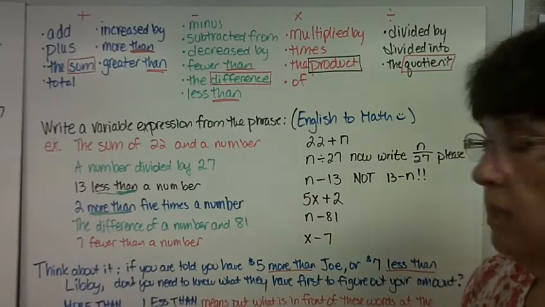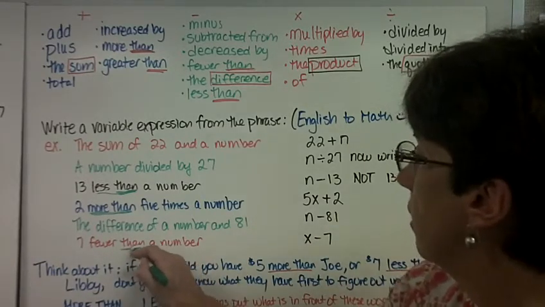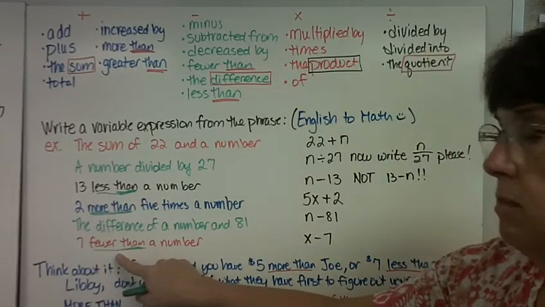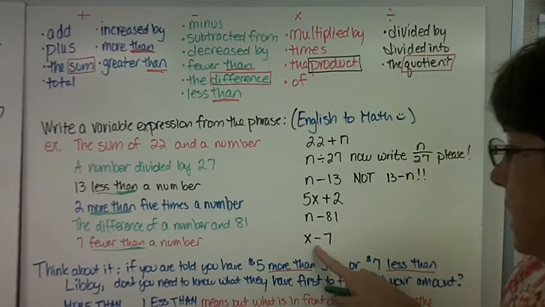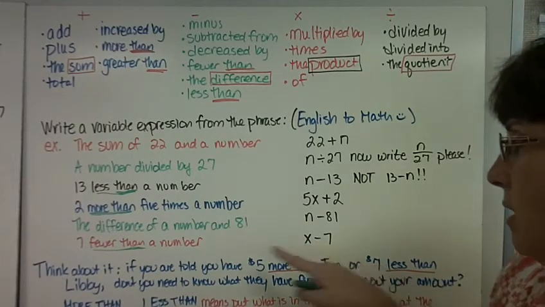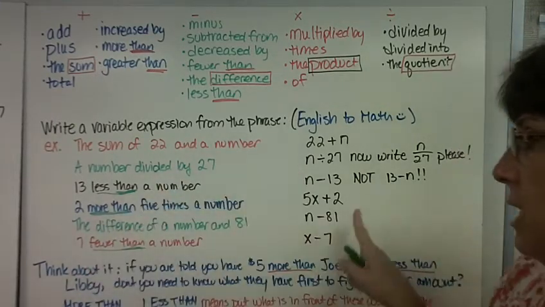7 fewer than a number. Here's the than again, okay? So fewer than means subtract. So I'm going to say x minus 7. Than means put whatever's in front of me at the end.